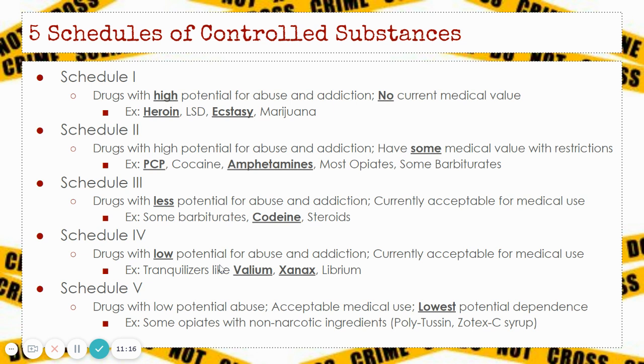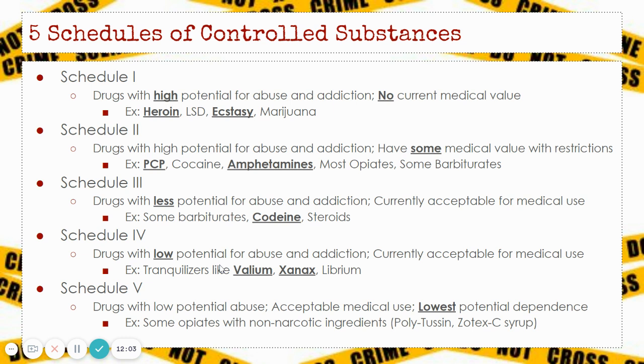Schedule 2 drugs are drugs with a high potential for abuse and addiction, but they have some medical value with restrictions. So these are drugs that can be used or have been used in small doses in the medical community. For example, things like PCP, cocaine. Even though we don't currently use cocaine, historically speaking, it was used medicinally in the early 1900s, 1920s, 1930s. The schedules have not been updated. Amphetamines as well. Most opiates, things like morphine, some barbiturates as well. So Schedule 2 drugs, very high potential for abuse, but they do have some medical value, which is why they're one step lower.